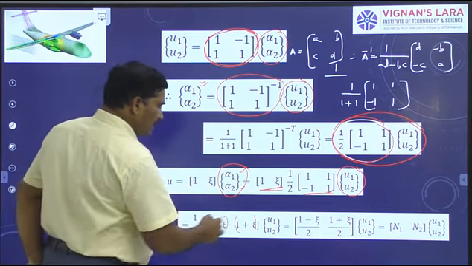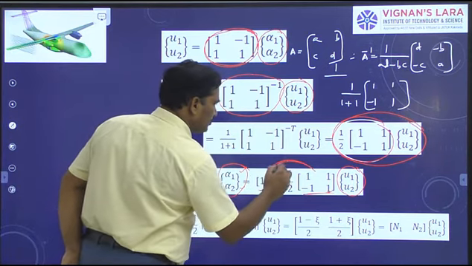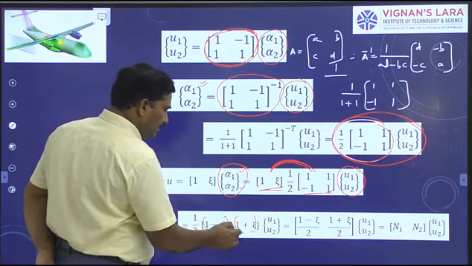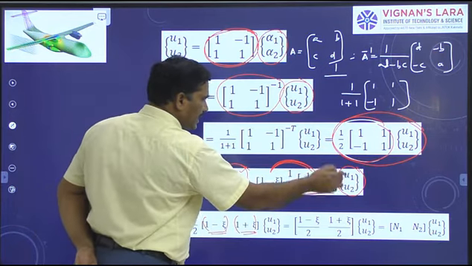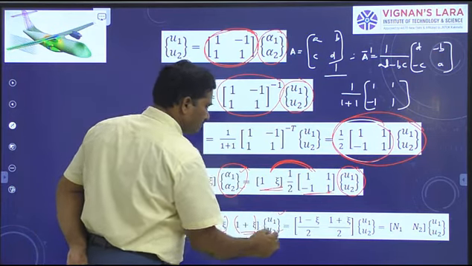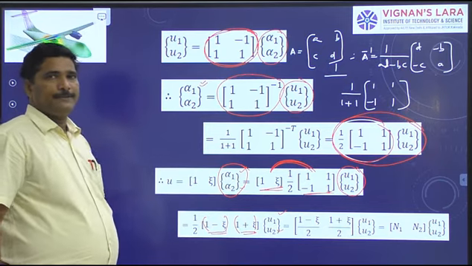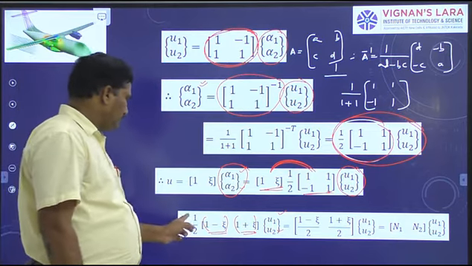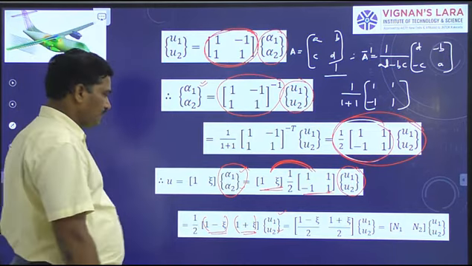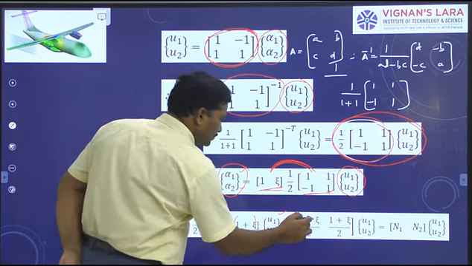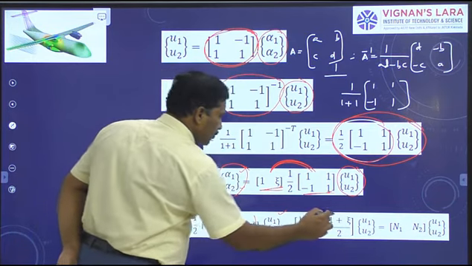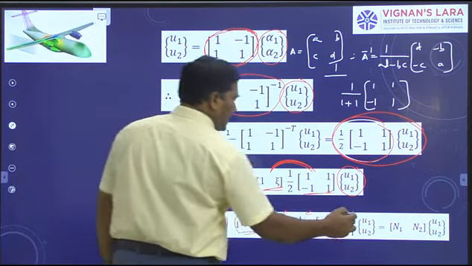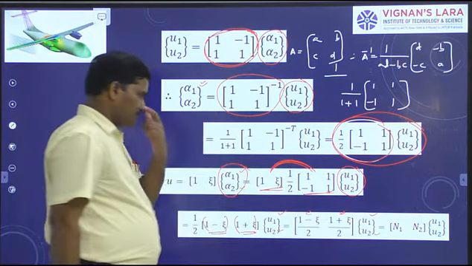We have a row matrix. When you multiply these two, you get a row matrix with elements 1 minus j and 1 plus j into, again, the column matrix having the elements u1 and u2, as it is. Okay, now take this 1 by 2 inside. Then what you get? 1 minus j by 2. Next one, 1 plus j by 2 into a column matrix having the elements u1 and u2.